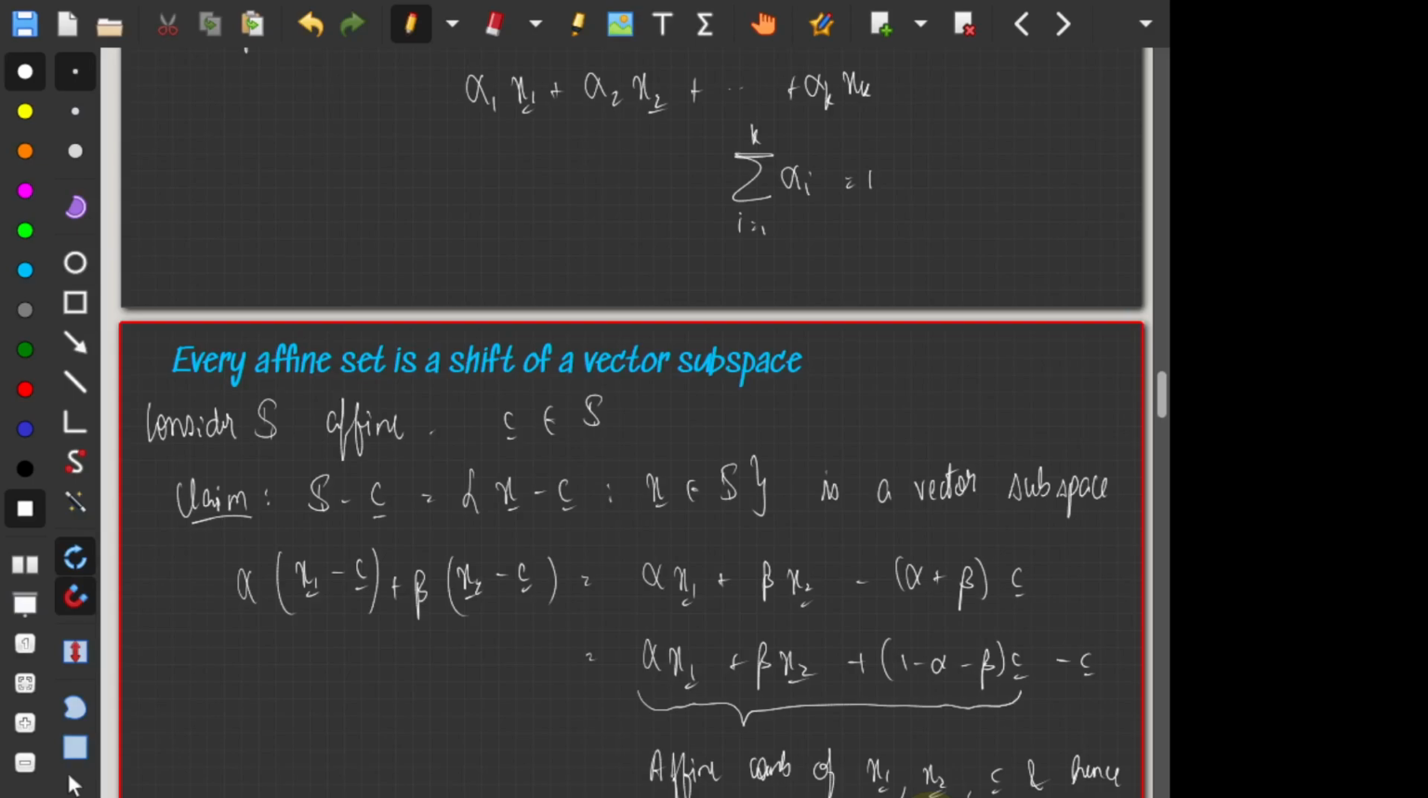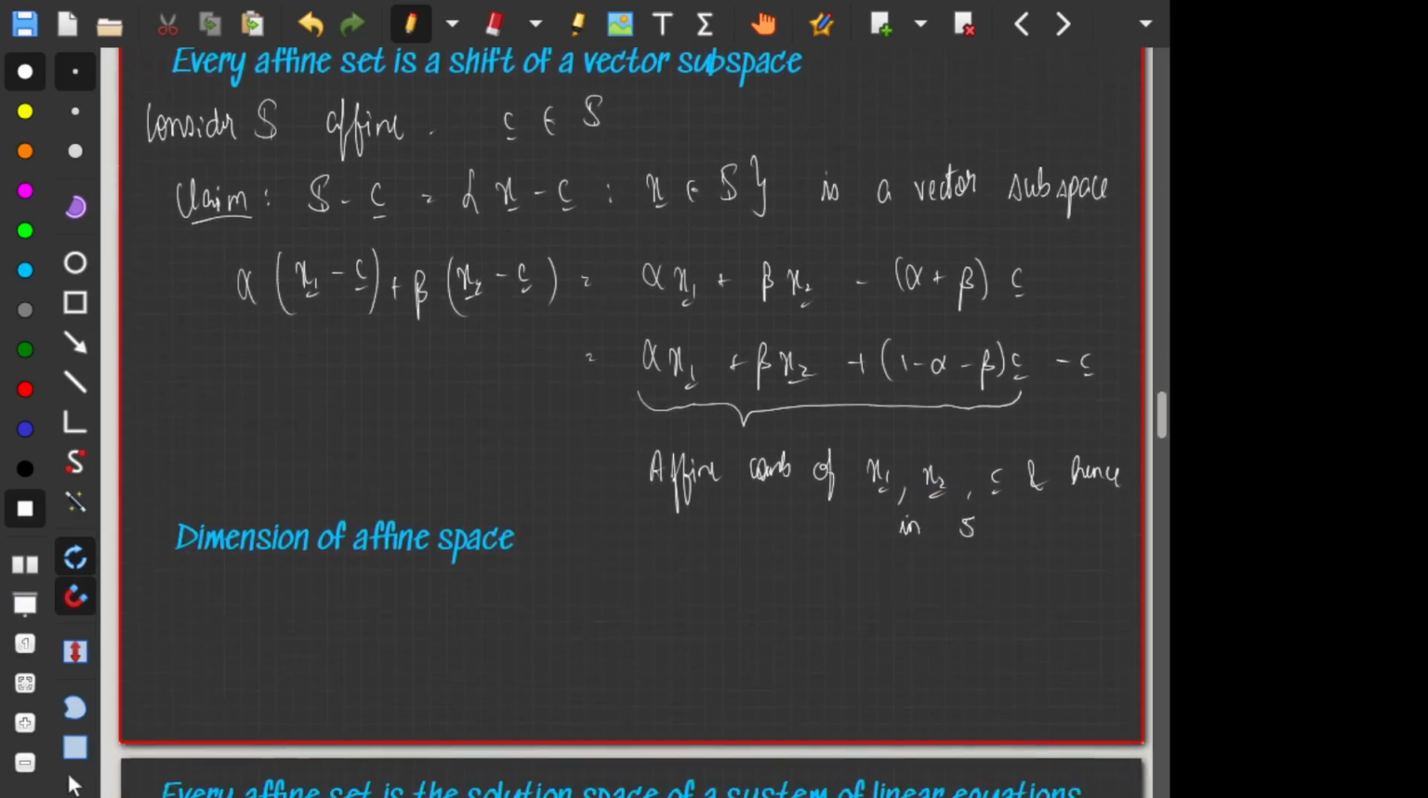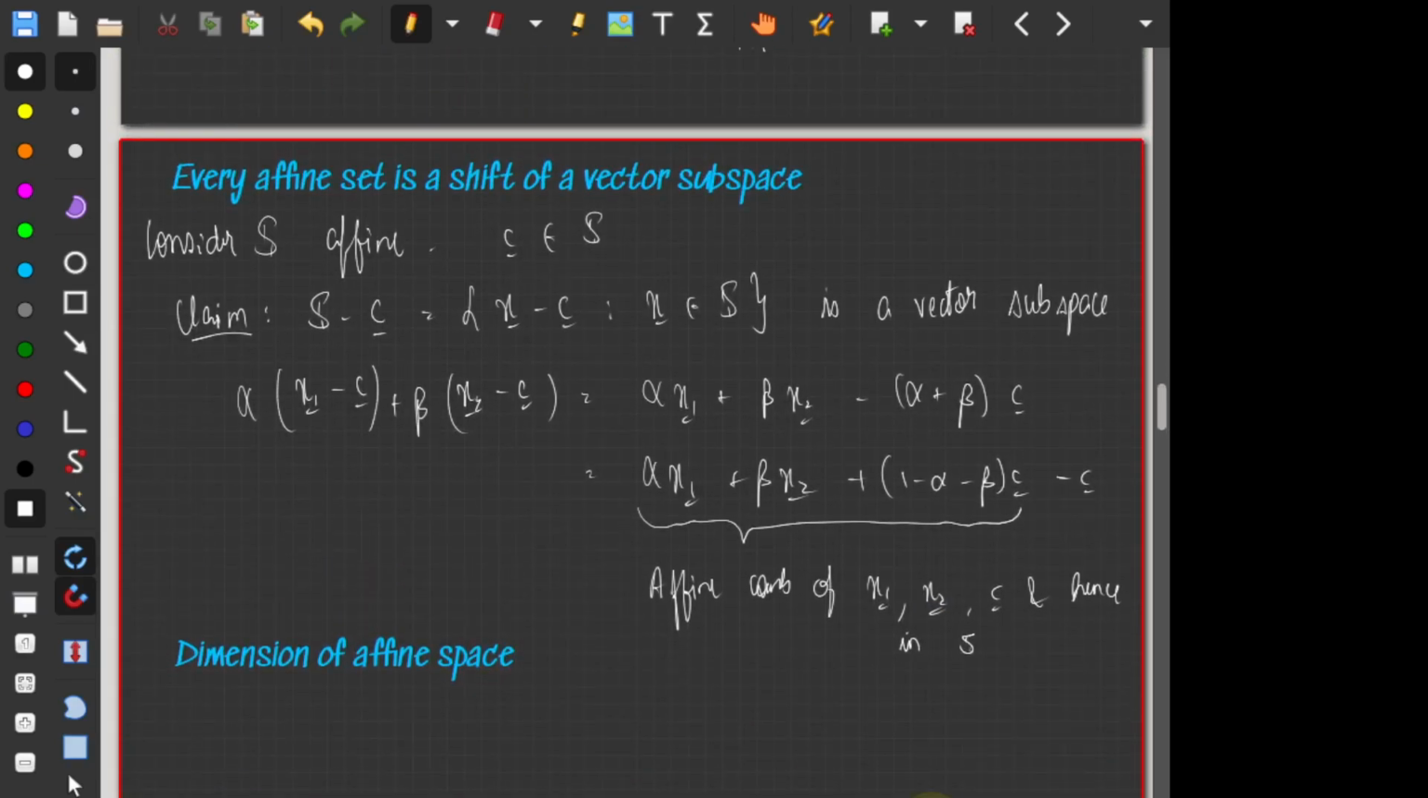Right? So one way to view an affine set is basically that it's just a shift of a vector space. So there is this equivalence between affine sets and shifts of vector spaces. So this naturally gives us the notion of the dimension of an affine space, right? Because you can write every affine space as a shift of a vector space, the dimension of the vector space is what we call the dimension of the affine space. It's a definition.